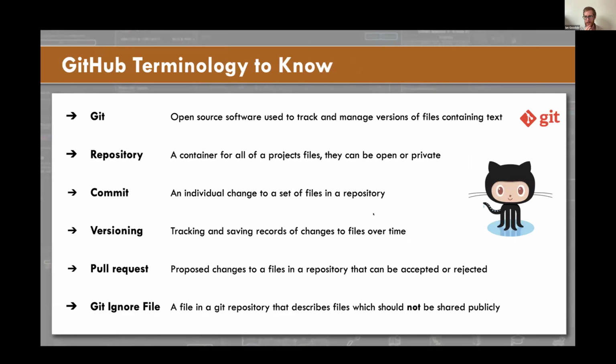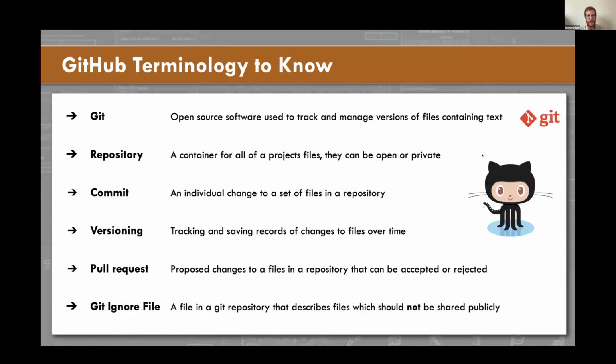So some quick terminology, because looking at the time, I don't want to go too long. So Git, we kind of talked about this. It's the open source software used to track and manage versions of files containing text. They have this little logo. That's what I'll be teaching in a second.